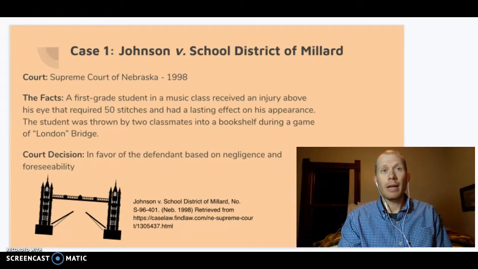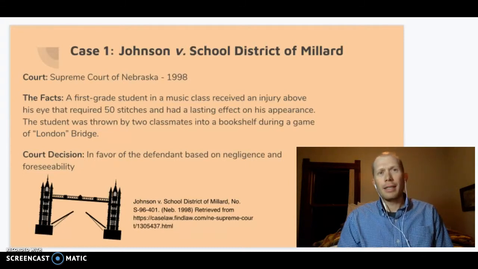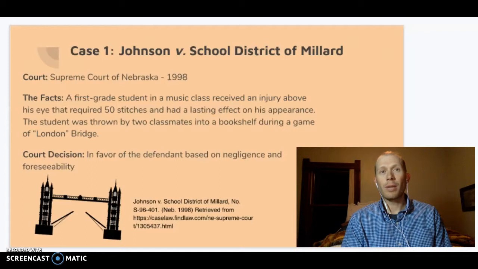The first case that I looked at was Johnson versus School District of Millard. This case took place in Nebraska and was brought to the Nebraska Supreme Court in 1998. The facts are that the teacher facilitated the playing of a game during music class called London Bridge, in which this young student was swung by 2 classmates. The classmates were reckless and threw him into a bookcase. The teacher didn't witness it because she had her back to the class and was writing on the board, and he ended up with 50 stitches, and his parents sued the school in his name.